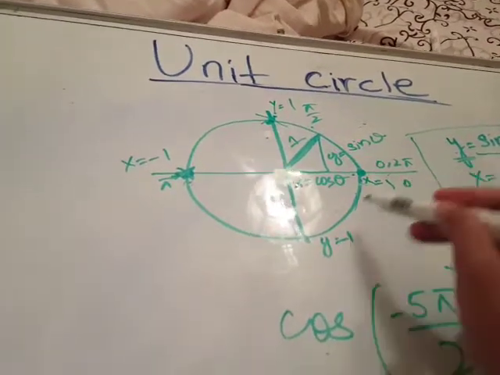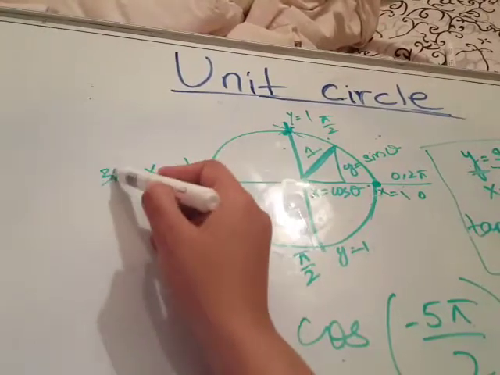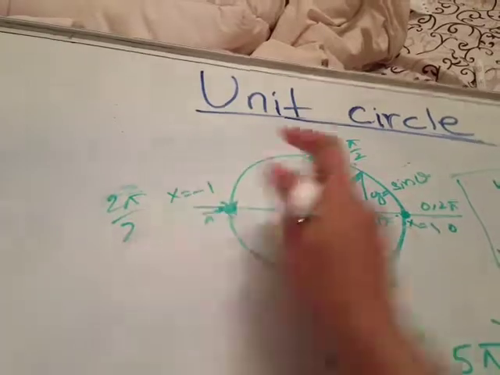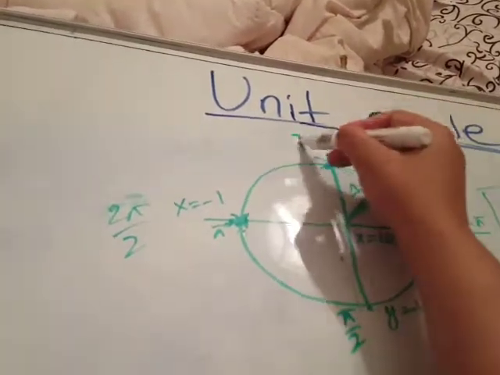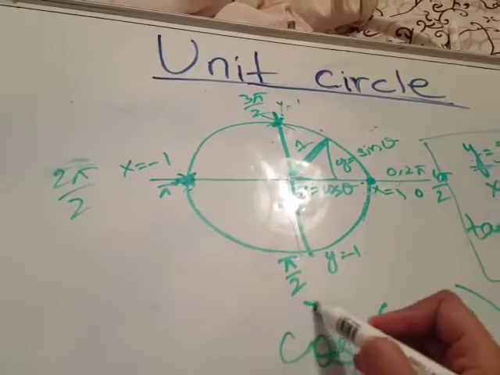This is 0. This is pi over 2. This is 3 pi over 2. Sorry, this is 1 pi over 2. This is 2 pi over 2. This is 3 pi over 2. This is 4 pi over 2. And this is 5 pi over 2.